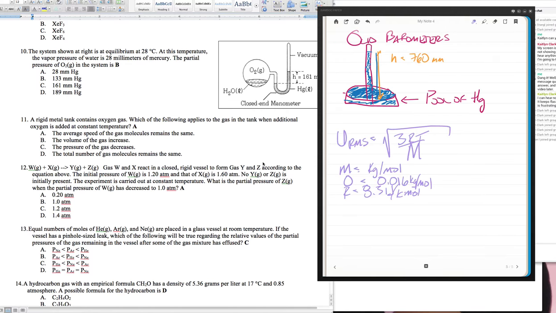Yes, the one that starts with a rigid metal tank contains oxygen gas. Yeah. Okay.